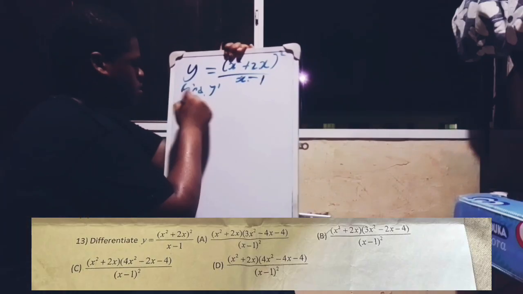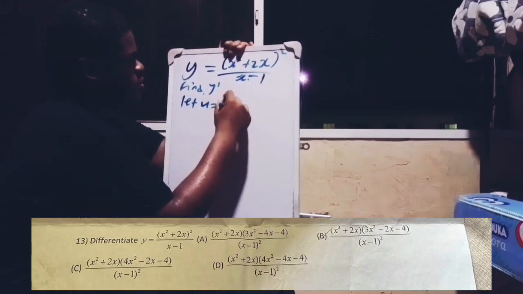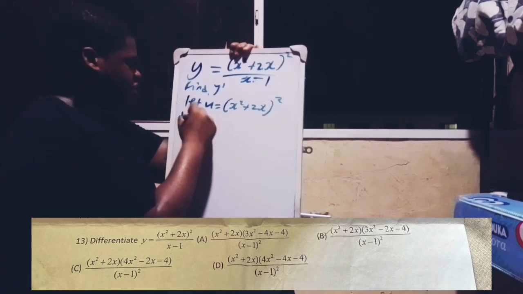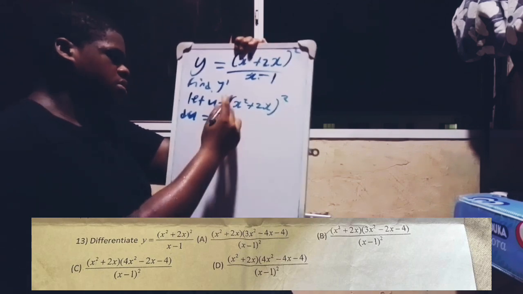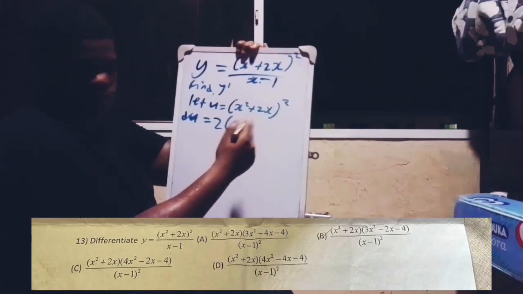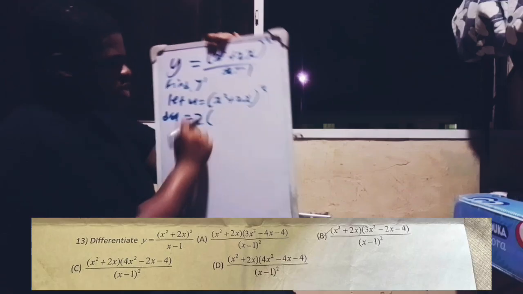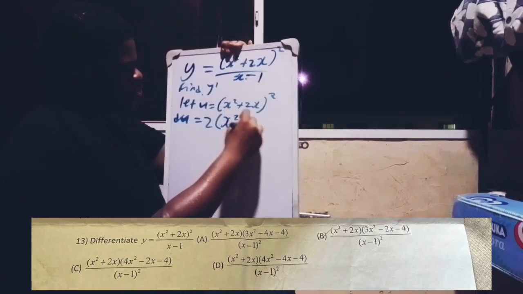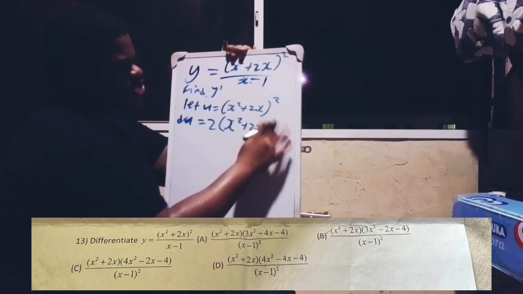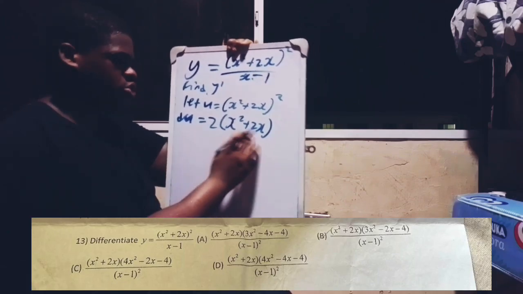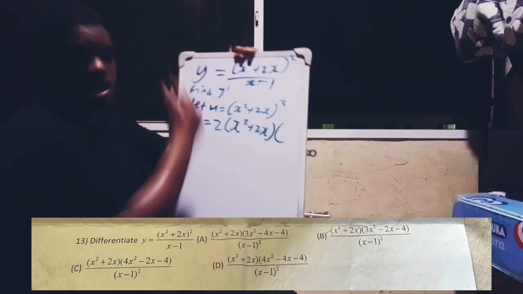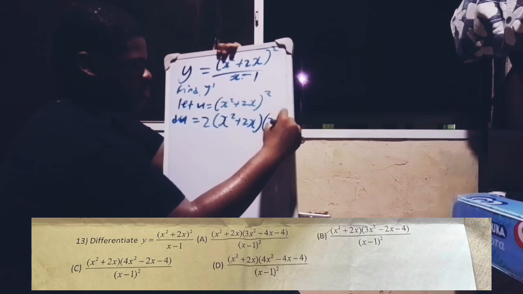Let u equal (x squared plus 2x) all squared. Then the derivative of u is going to equal, using the power rule, we bring the 2 down. We have 2 times (x squared plus 2x) to the power 2 minus 1. 2 minus 1 is 1, and a power of 1 is just that. So you have 2 times (x squared plus 2x), multiplied by the derivative of the inner function. The inner function is x squared plus 2x. If you differentiate that, you have 2x plus 2.